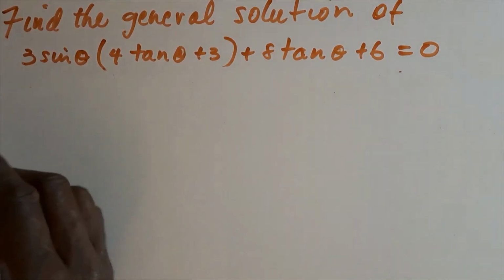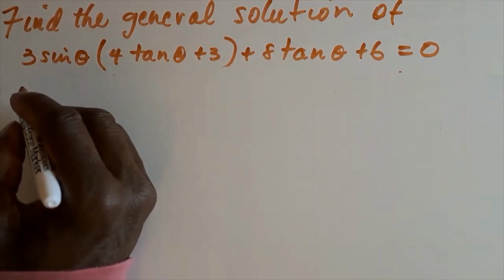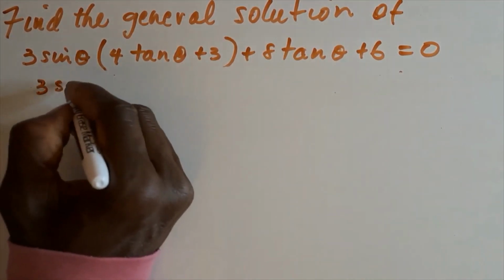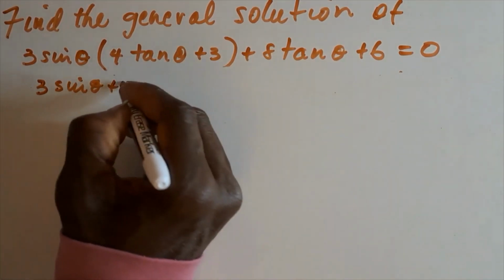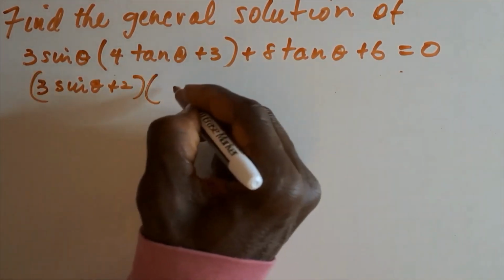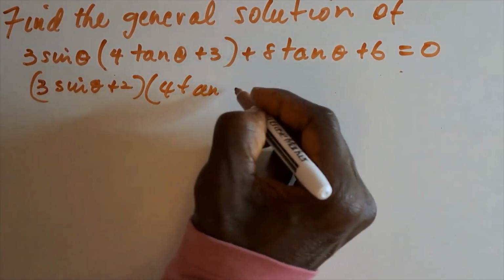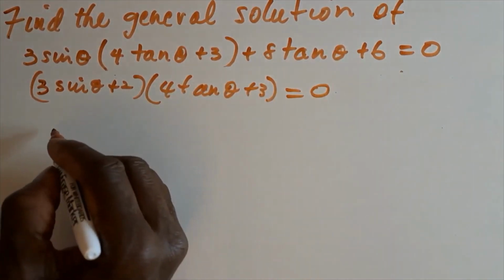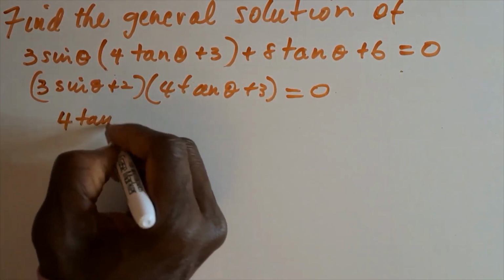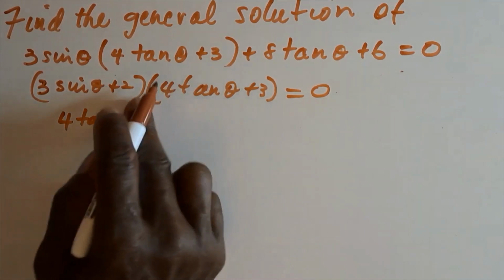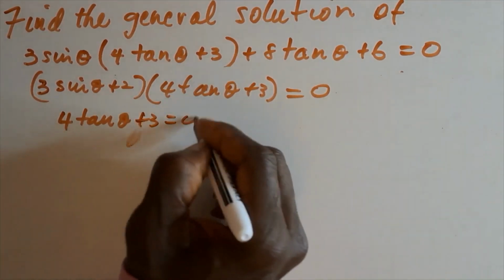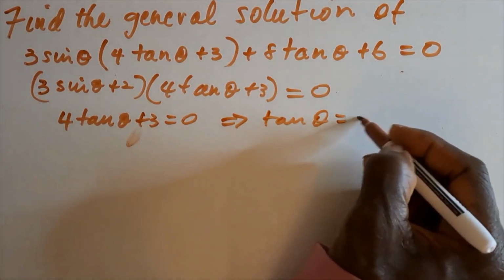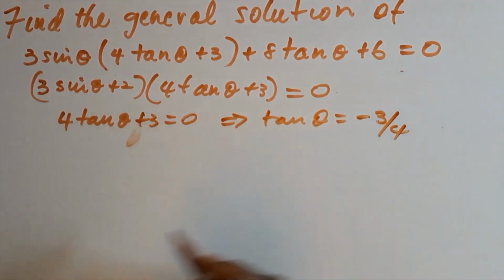Hello. Let's continue completing this problem. So when we factorize this, we had 3 sine theta add 2, times 4 tan theta add 3, equal to 0. Now we'll tackle this part of it. So we have 4 tan theta add 3 is equal to 0, which implies that tan theta is equal to minus 3 over 4.